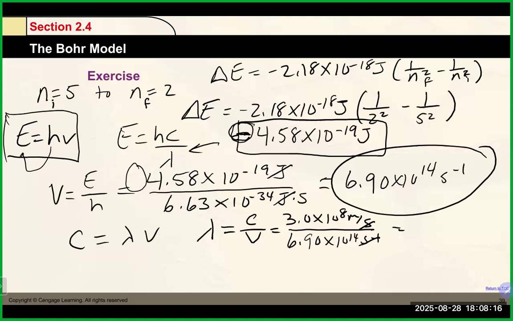Yeah, 6.9 to the 14, I think. That feels like a lot of zeros to count at this late in the afternoon. 4.35 times 10 to the minus 7.